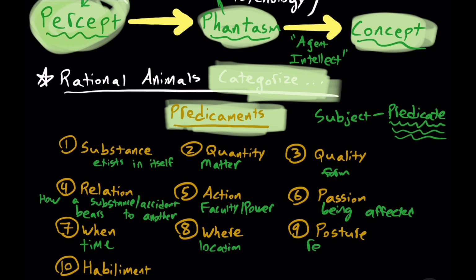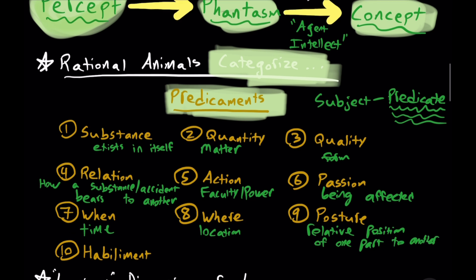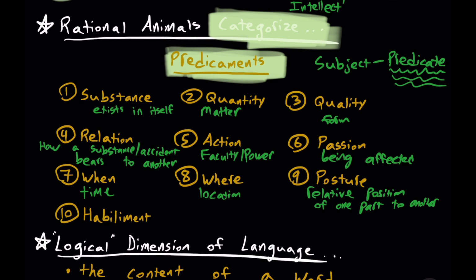Posture is about relative position of one part to another. For example, Socrates is sitting, and habiliment is about being equipped. For example, Socrates has a pocket with a knife. And in language, when we're forming sentences, we have this subject-predicate relationship. And predicates can be of different kinds. And here are 10 general types of predicates.